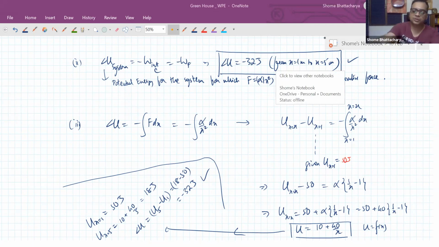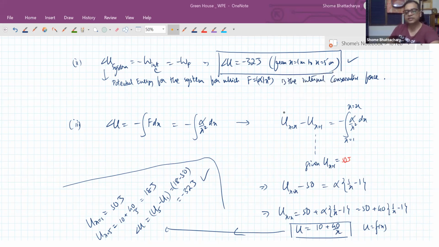If the question meant that the force of alpha by x square is applied by some external agent, then it would have clearly mentioned that. But here it's saying that it's a conservative force that acts on a particle while it's moving along the x-axis, and it's so much. So if we are defining potential energy for the system, that conservative force only has to be taken as the internal force of the system. Okay. Now, when we discuss work energy theorem, this will become even more clear to you.